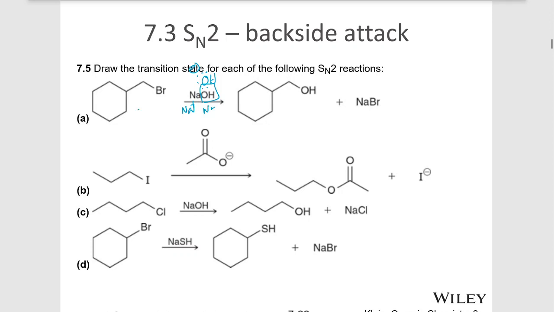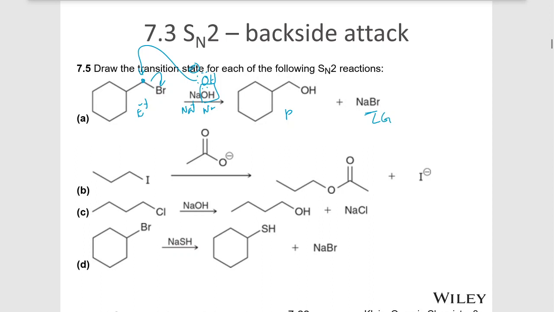Our electrophile is this alkyl halide on the left. The carbon bearing the bromine is where the reaction is going to take place. The hydroxide is going to attack that carbon and kick out the leaving group, giving us the product plus the sodium bromide over here. The bromide is our leaving group.